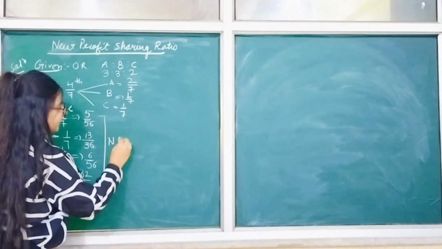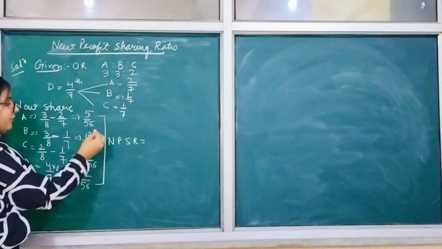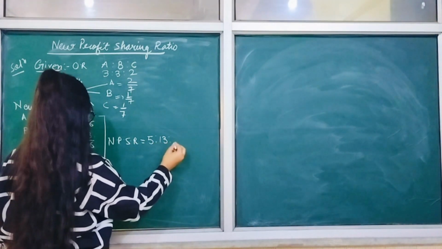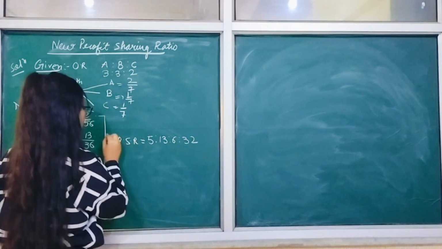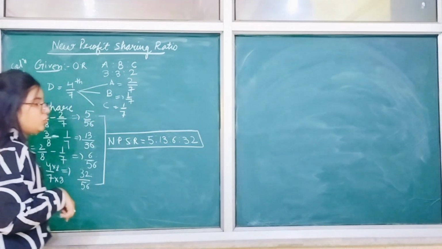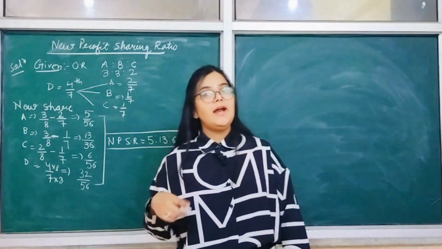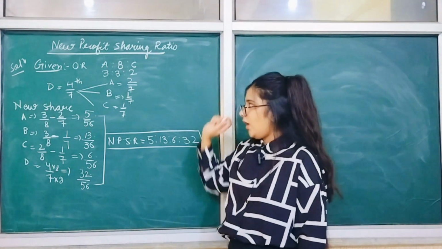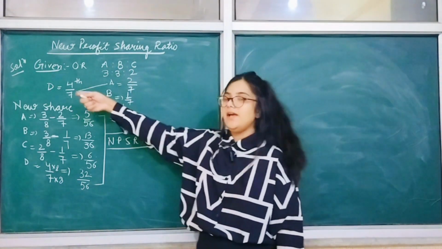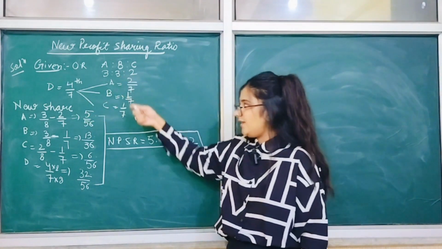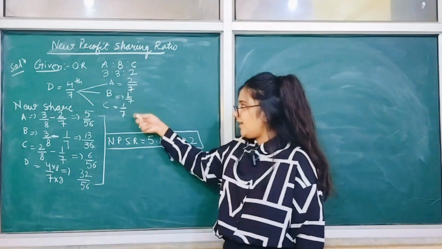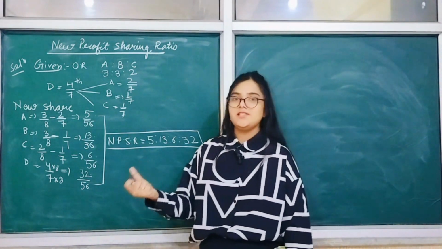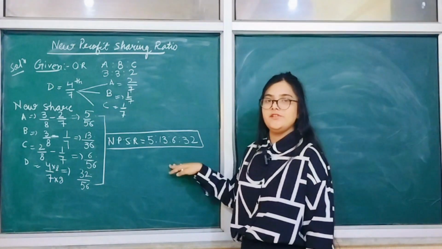Now your new profit sharing ratio is this. You can write like this. NPSR is 5:13:6:32. This is your new profit sharing ratio. So this is the second pattern question that you will get in your board's examination based upon your new profit sharing ratio. राइट तो आपका सिंपली तीन पुराने पार्टनर्स थे, एक नया पार्टनर आया जो अपना शेयर पुराने तीनों पार्टनर से ले रहा है. दैट मींस ये पुराने पार्टनर सेक्रीफाइस कर रहे हैं. सेक्रीफाइस कर रहे हैं तो हम क्या कर देंगे, उनके पुराने शेयर्स में से सब्ट्रैक्ट कर देंगे. राइट. सो दिस इज योर न्यू प्रॉफिट शेयरिंग रेशियो.